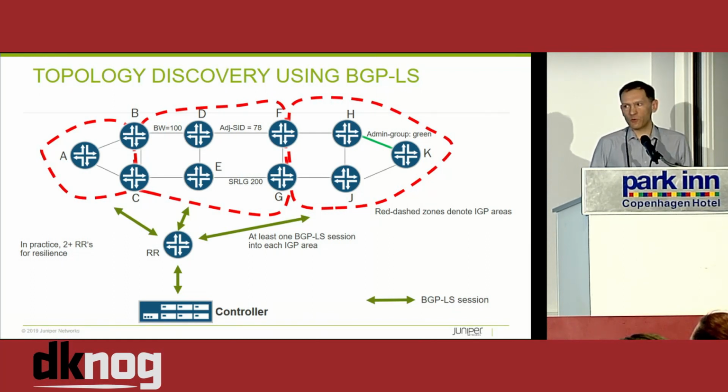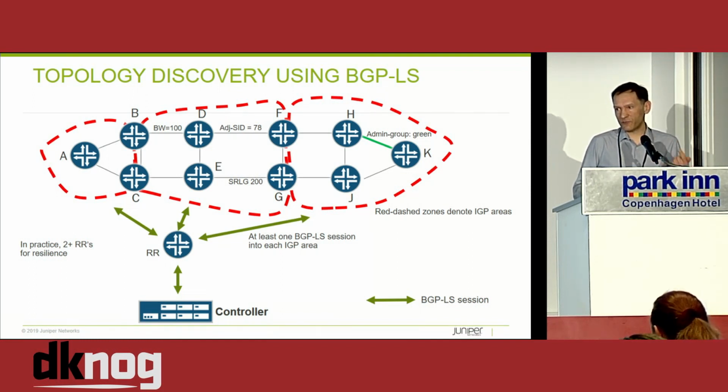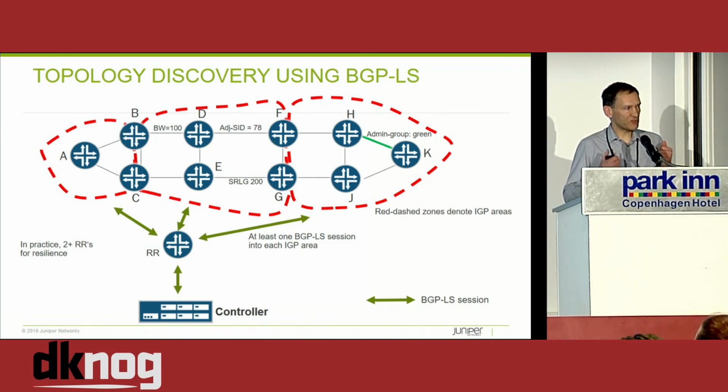And among the link attributes that it's interested in receiving are things like what's the bandwidth of each link, any colors that have been configured, also known as admin groups, SRLGs that are known to the routers. And if we're doing segment routing, what are the SIDs, adjacency SIDs, and also node SIDs associated with the nodes themselves. And so, as you can see, BGP-LS is very important to give direct visibility of the network topology.